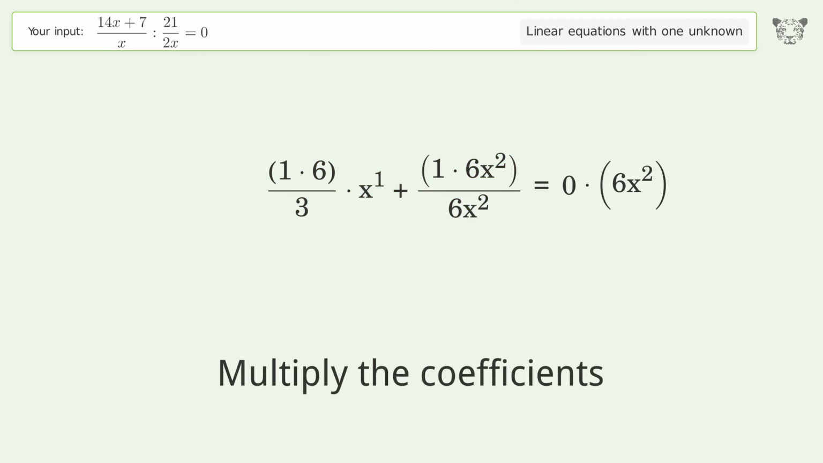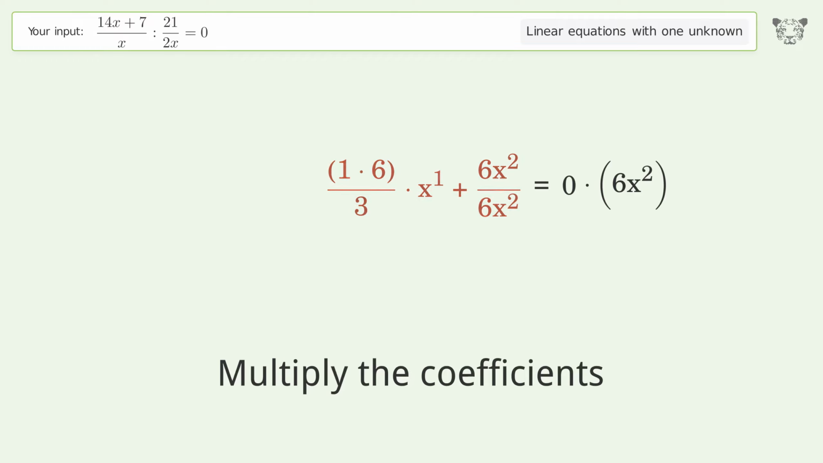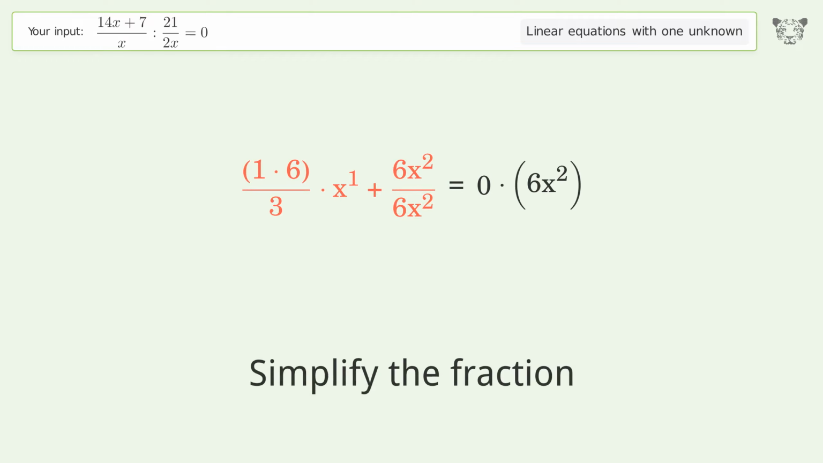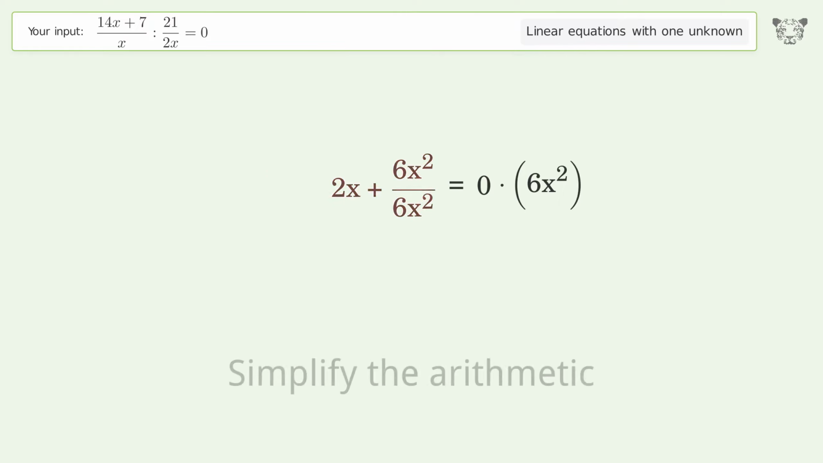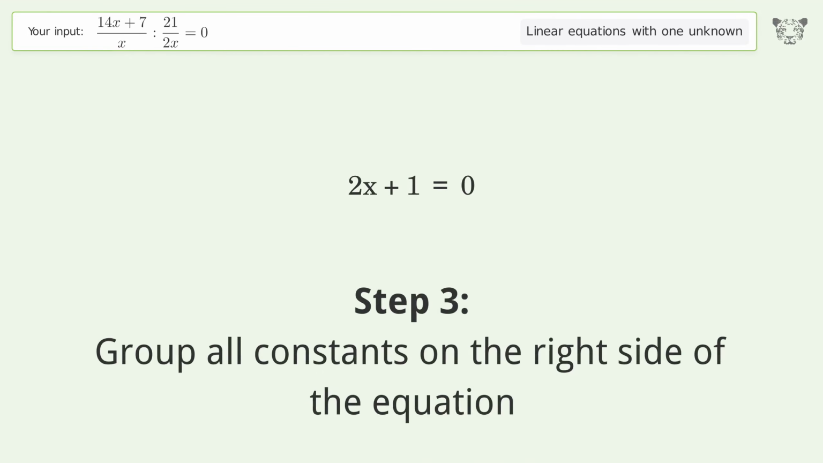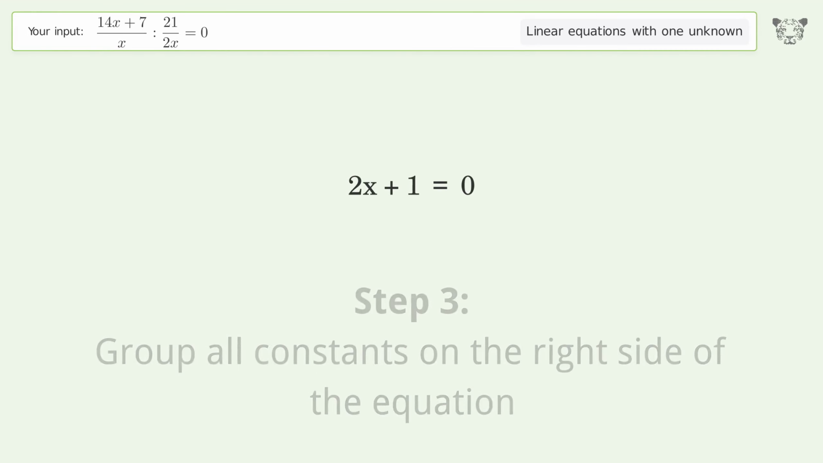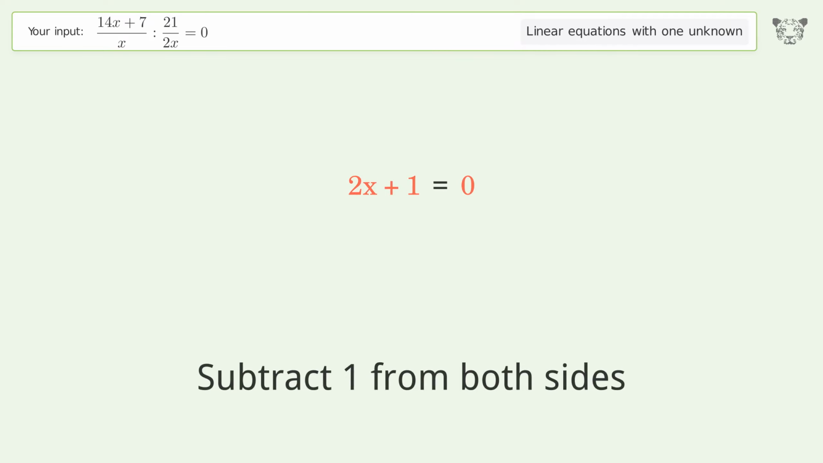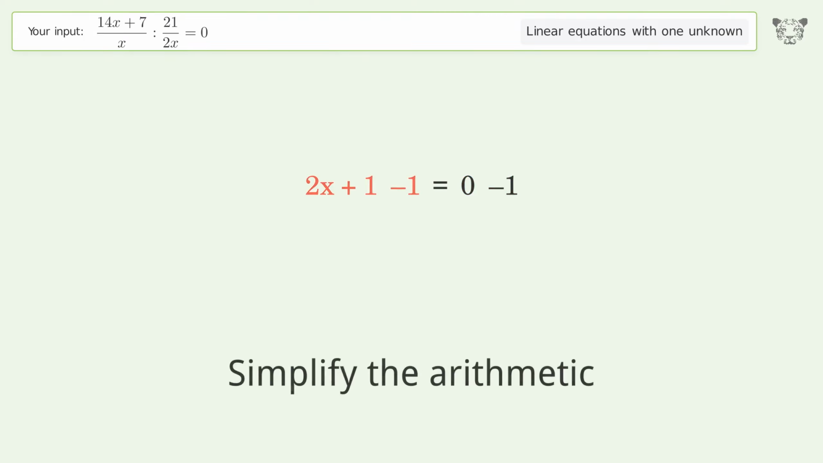Multiply the coefficients. Simplify the fraction. Simplify the arithmetic. Multiply by 0. Group all constants on the right side of the equation. Subtract 1 from both sides. Simplify the arithmetic.